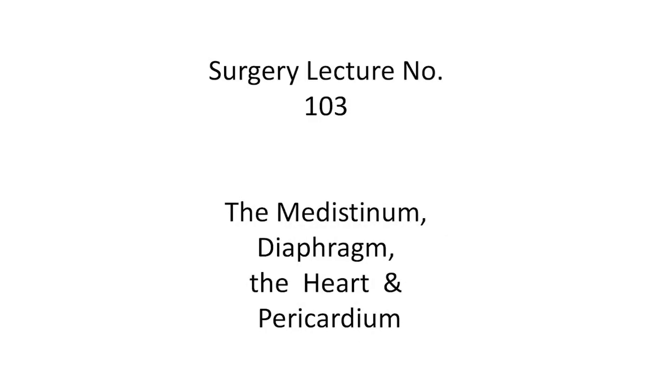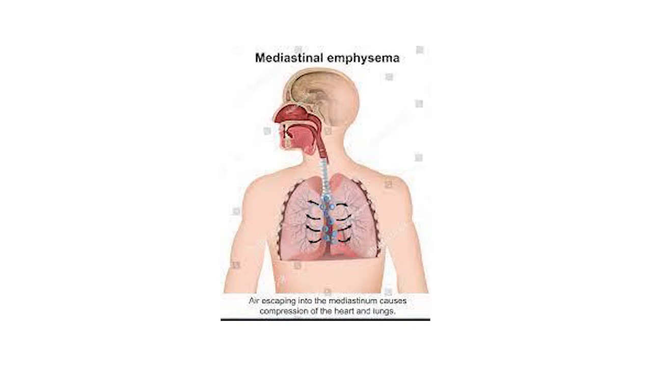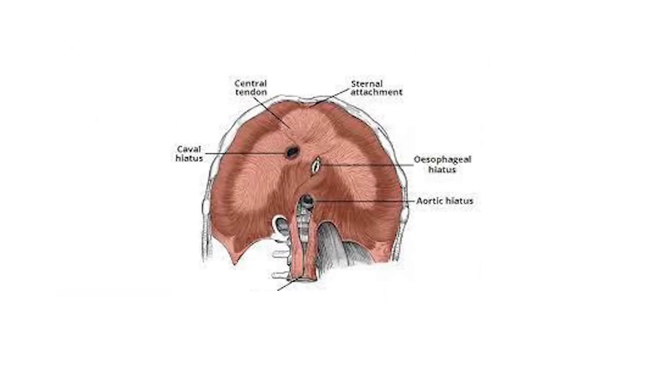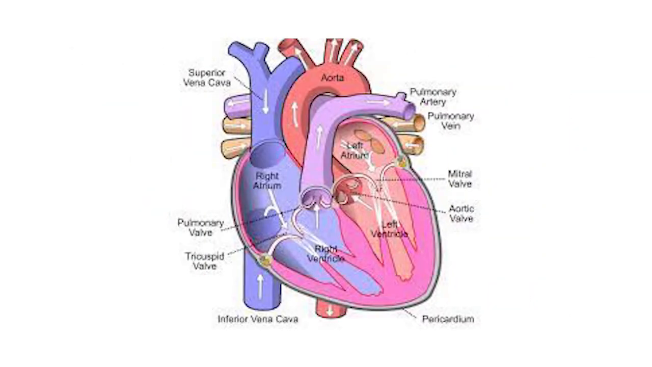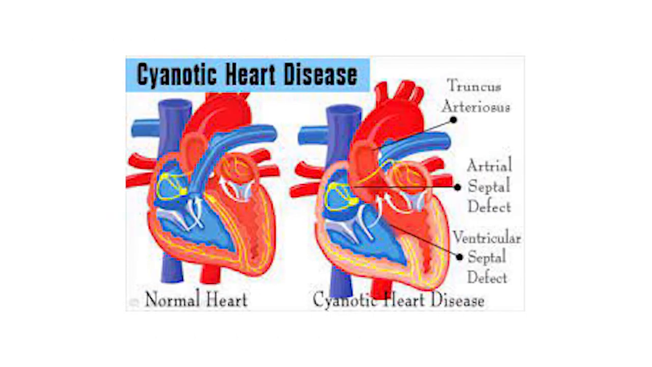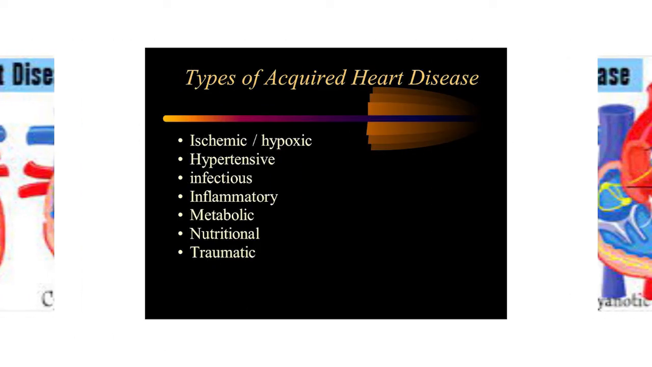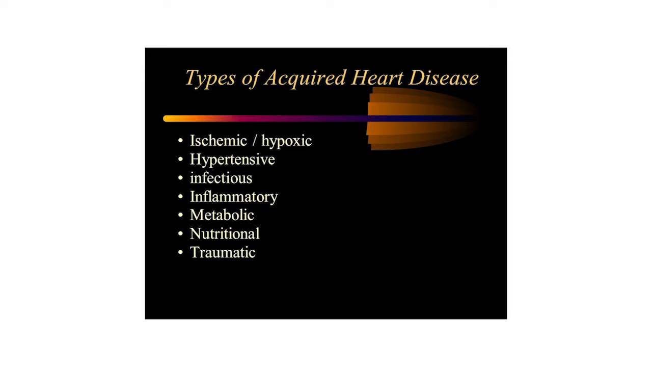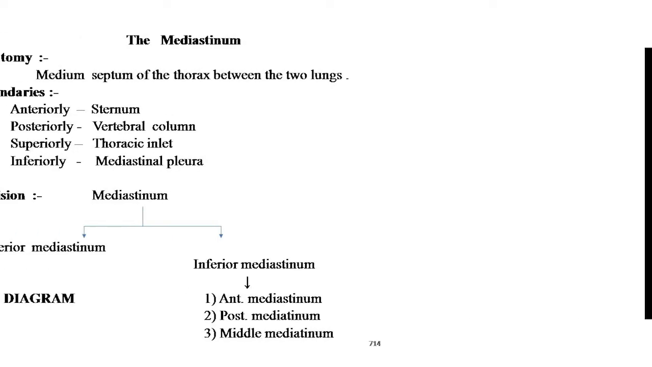Welcome my dear students to my surgery lecture number 103, that is the mediastinum and diaphragm, the heart and the pericardium. In this lecture, we will explore the mediastinum, mediastinal emphysema, mediastinal tumors and cysts, the diaphragm, diaphragmatic hernia, the heart and the pericardium, cardiac arrest and its treatment, investigations for heart disorder, congenital heart diseases, cyanotic congenital heart disease, acquired heart disease, the pericardium and the pulsus paradoxus. All these points will be covered and explored in this lecture.